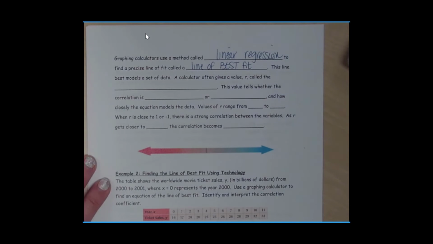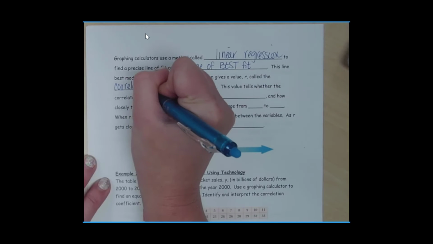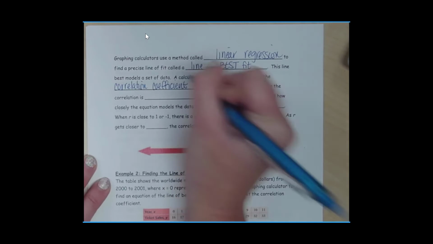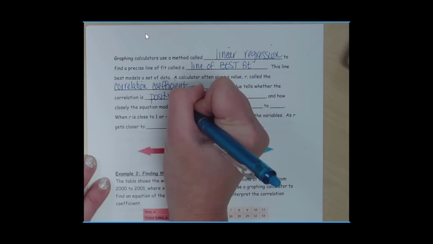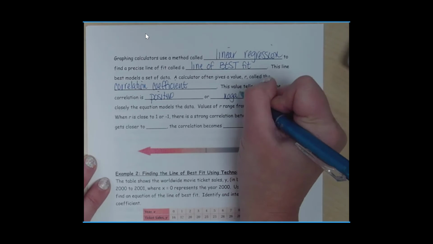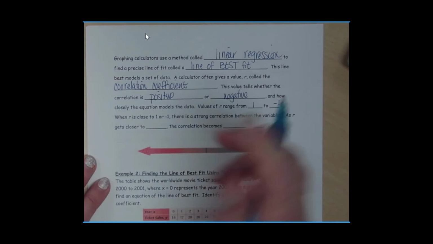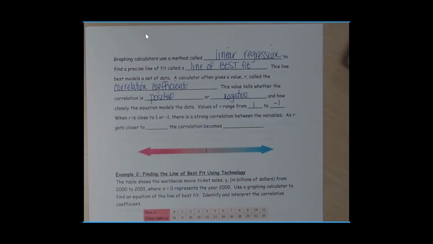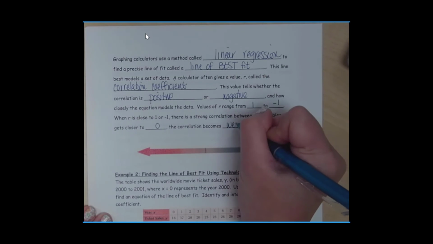A calculator often gives a value R called the correlation coefficient. Okay, this value tells you whether the correlation is positive or negative, and how closely the equation models the data. Values of R range from 1 to negative 1. When R is close to 1 or negative 1, there's a really strong correlation with the variables. As R gets closer to 0, the correlation becomes weaker.